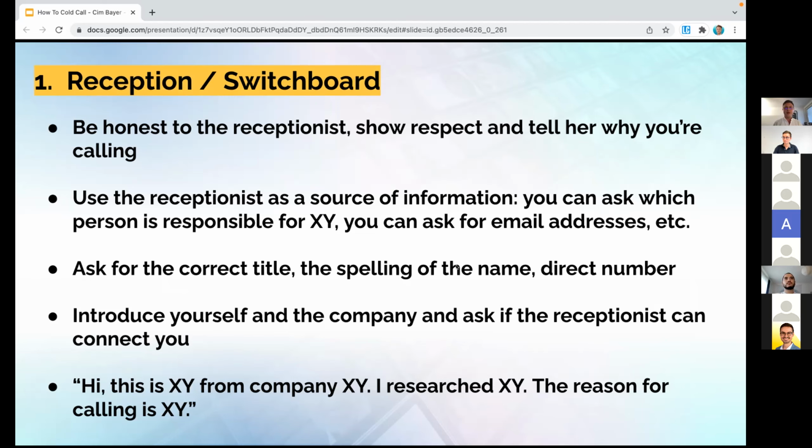And here, the most important thing is quickly introduce yourself, introduce the company, and ask if they can transfer you or connect you with the prospect. So I put a line here. I would say like, hi, this is Kim from company Kickscale. I researched that and that topic, and the reason for calling is this and that. And research is a nice keyword, because research expresses that you did your homework. So you're not calling out of the blue. You give her the impression that you know what you're talking about and that you know why you're calling. And that helps most of the time a lot.